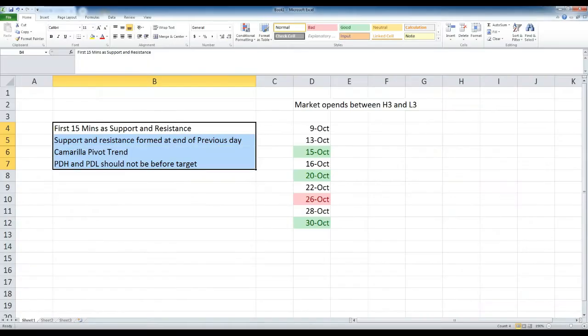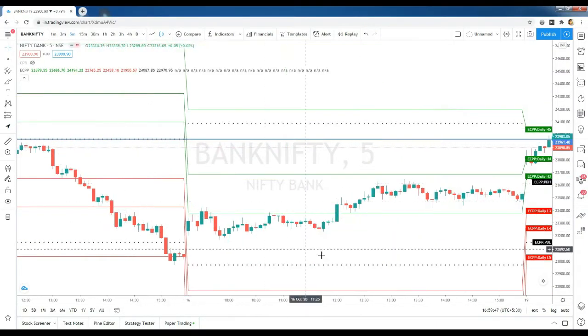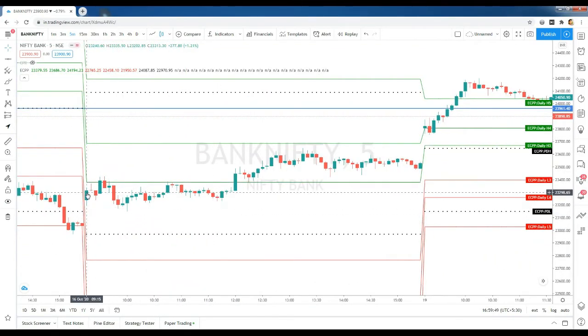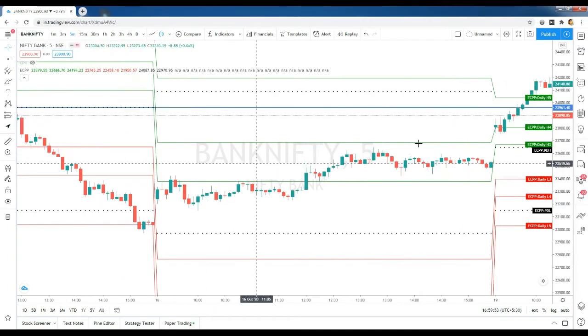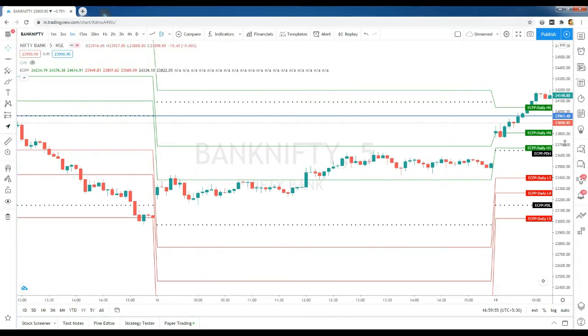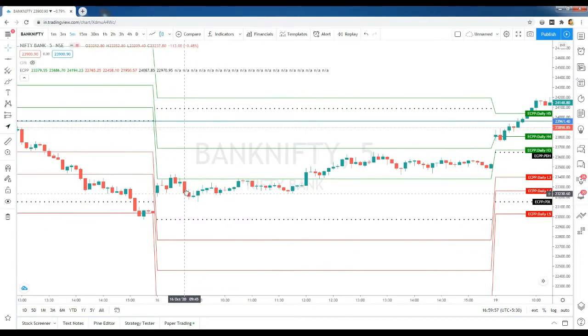And the next trade is 16th October. The candle opens between S3 and L3. If you see, the Camarilla supports short, not long, right? So we got a short trade at this point. People used to consider this as a reversal. They can go short here, or if it is this, you can go short here.